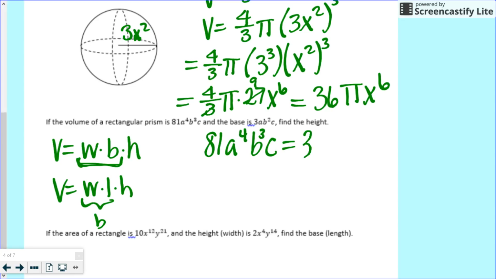So that's going to be 3ab squared c. And that's going to be multiplied times our h, and we need to find that h. So in order to find h, we need to get rid of the 3ab squared c. So we're going to move these guys over to the other side.